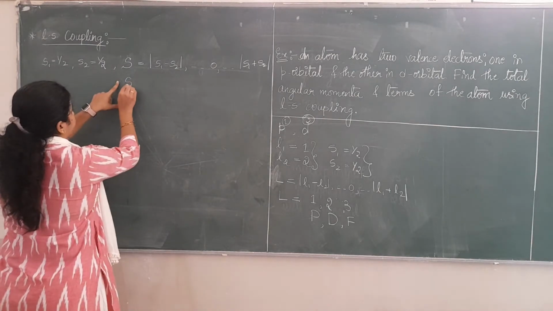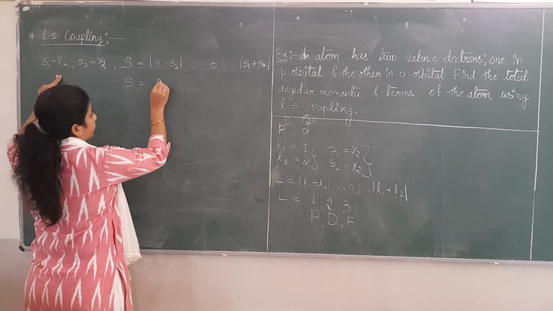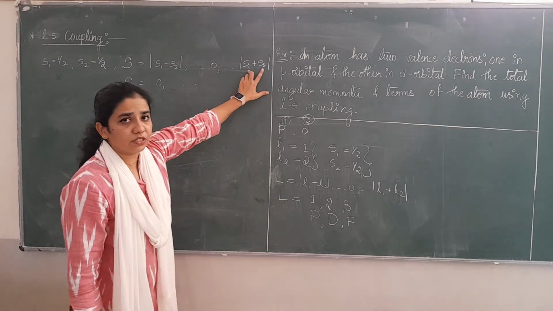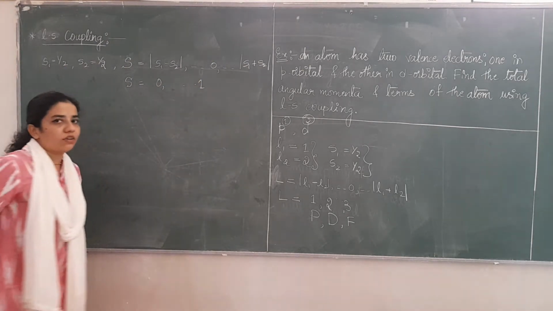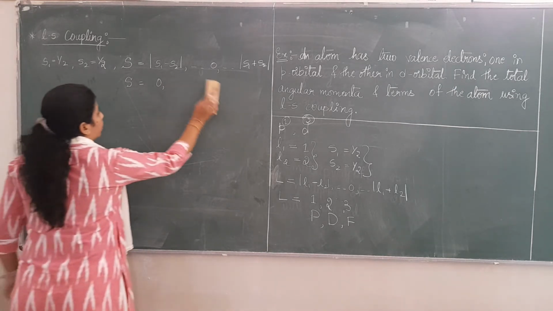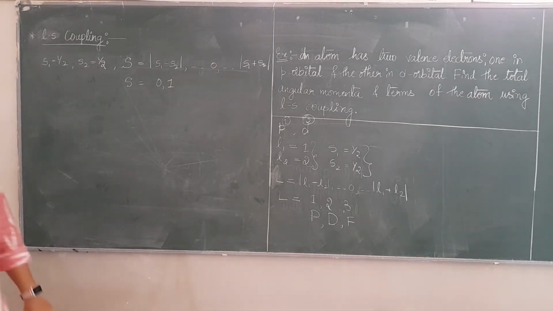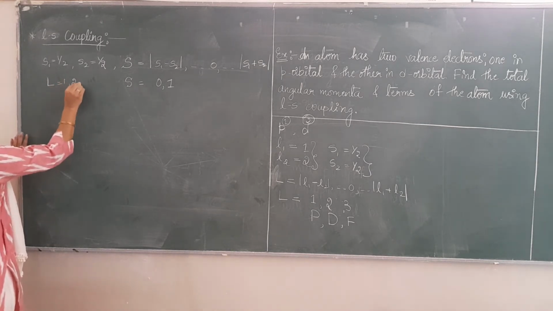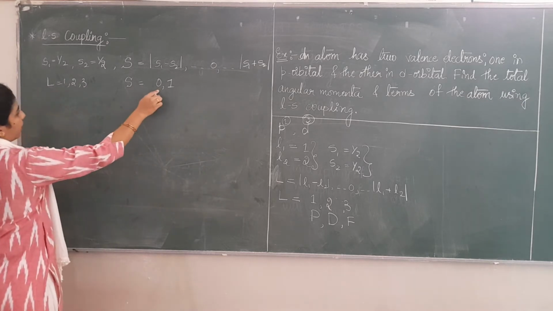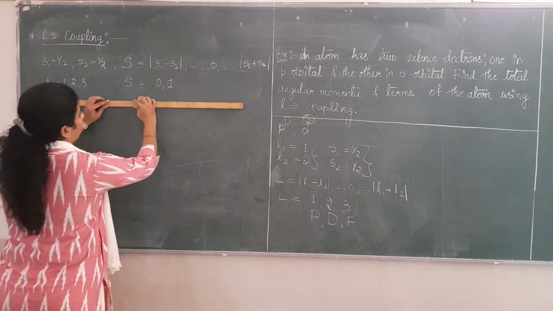So for capital S, mod of S1 minus S2 is half minus half, 0, up to S1 plus S2, half plus half, 1. Are there any integer values between 0 and 1? No. So the resultant spin quantum number has two values, 0 and 1. Once we write it again here, L has values 1, 2 and 3, and S has values 0 and 1. Now we have to write the terms. For that we shall draw a table.